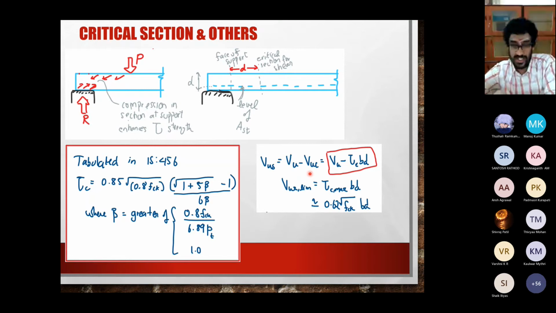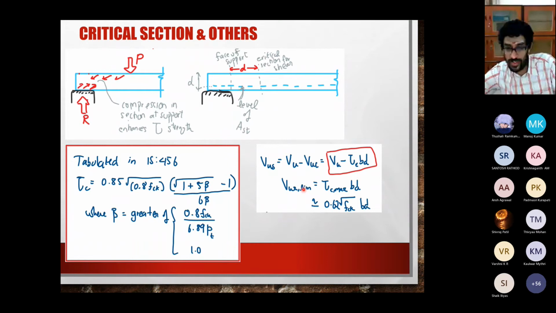Okay, because VUC, the strength of the beam, is greater than the shear which is present. However, if VU is greater than VUC, meaning that the actual shear which is present is greater than the shear resistance of the beam, then you cannot leave the beam as such. You need to give it separate reinforcement for shear, and that shear reinforcement should be able to resist a shear equal to the difference between the applied shear and the shear strength of the beam. This shear strength of the beam is easy to calculate. If you know tau c, you can just multiply it by the area, and you get VUC.